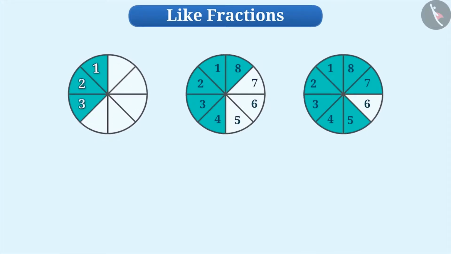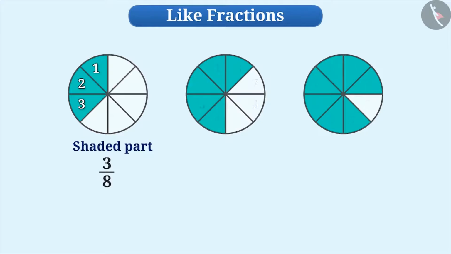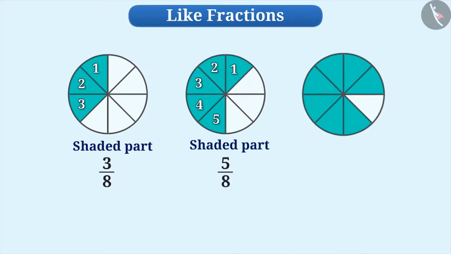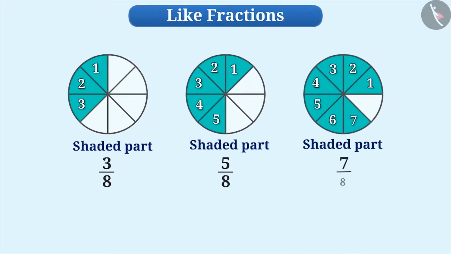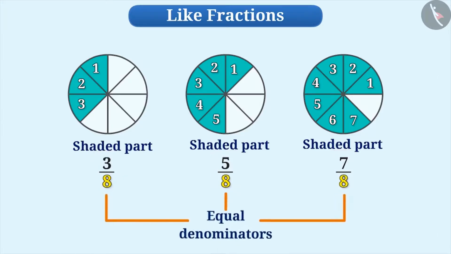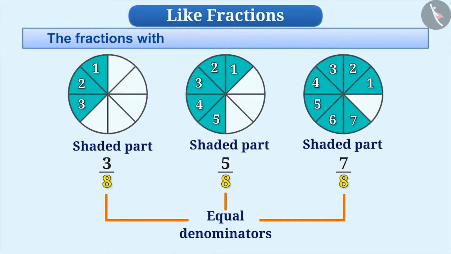Since 3 out of 8 parts are shaded in the first figure, the fraction of shaded parts can be represented as 3 by 8. Similarly, the shaded part in the second figure is 5 by 8 and the shaded part in the third figure is 7 by 8. Can you identify the similarity in these fractions by looking at them? Yes, their denominators are equal. Fractions with equal denominators are called like fractions.